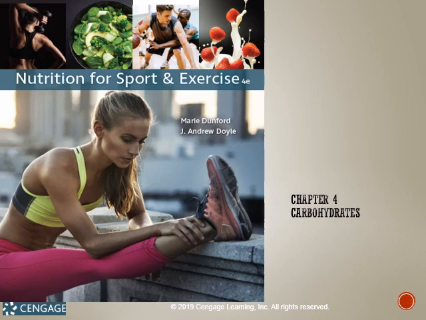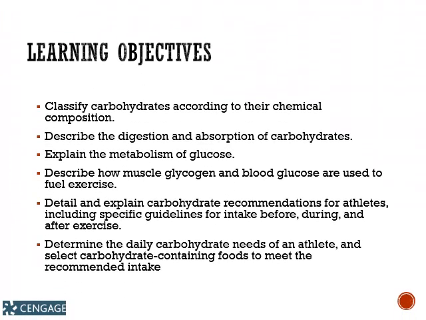We are in Chapter 4 on carbohydrates in sport and fitness. The learning objectives for this chapter are posted in Moodle. Be able to classify carbohydrates according to their chemical composition. For example, mono, di, and polysaccharides. Those are just 3 examples.